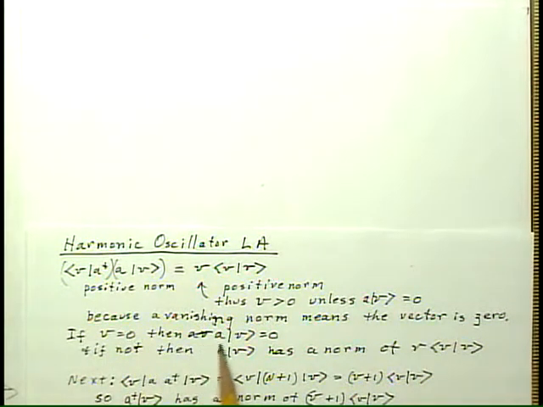Now if nu is equal to 0, then A nu is equal to 0. And if not, then A nu has a norm of nu times nu nu. That's because by looking up here, we can see what the norm of this vector is. It is nu times this.